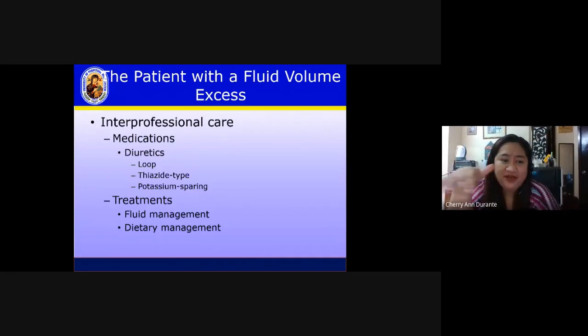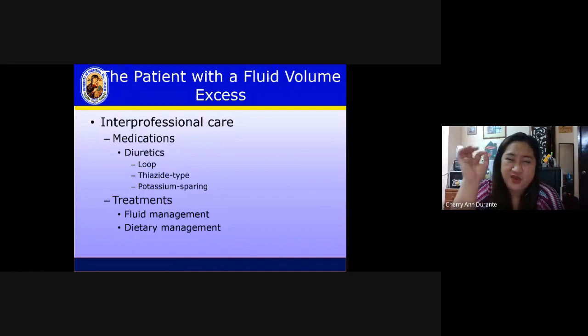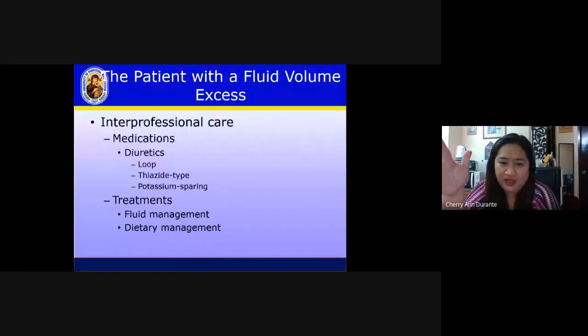Now, we have different types of diuretics. Andyan po yan, nakalagay loop diuretic. The most common diuretic is the loop diuretic. Dyan pumapasok si furosemide. Okay, loop diuretic yan. So, it works in the loop to cause water to be flushed out. No? So, that's your loop diuretic, that's your Lasix. Yan, yung mga common, yung furosemide. It's the name of the medication.